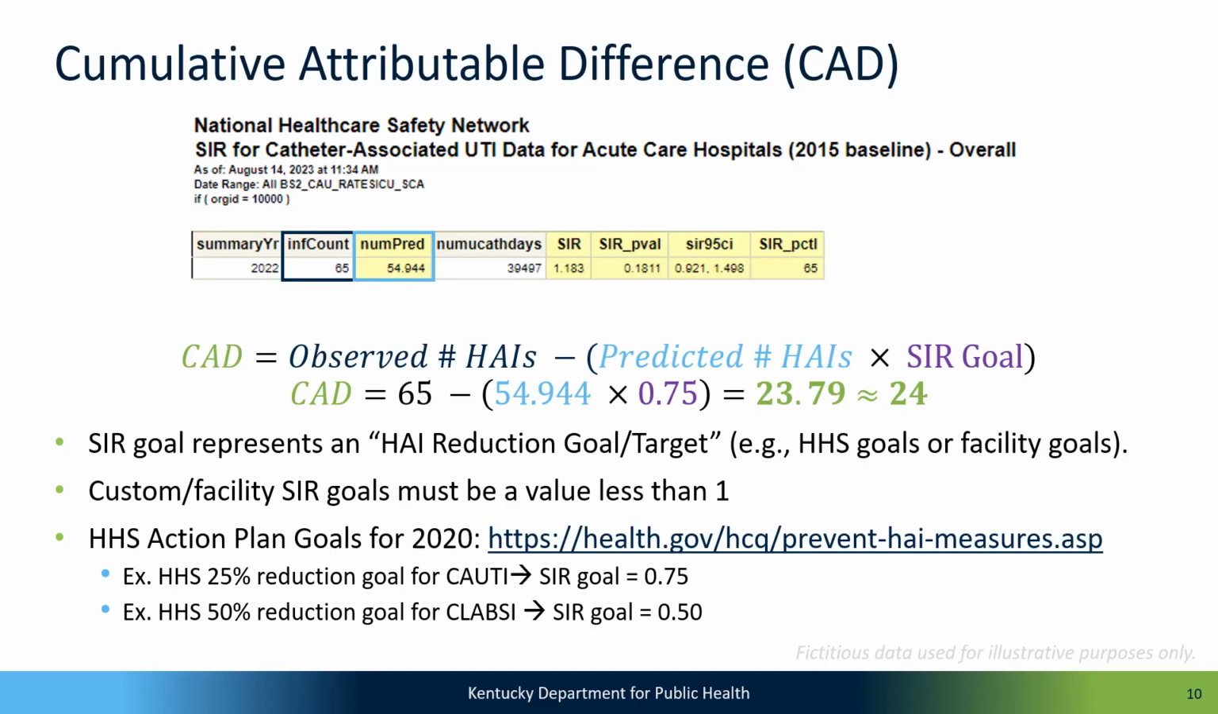You can review the HHS goals at the link on the screen. Below are just 2 examples of current 2020 HHS goals for HAI reduction for CLABSI and CAUTI.